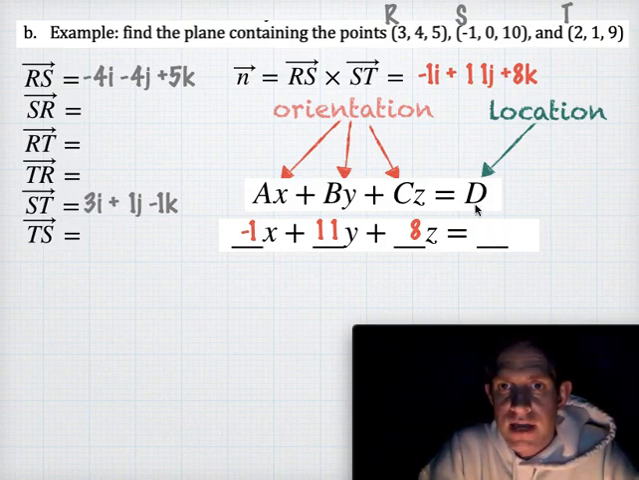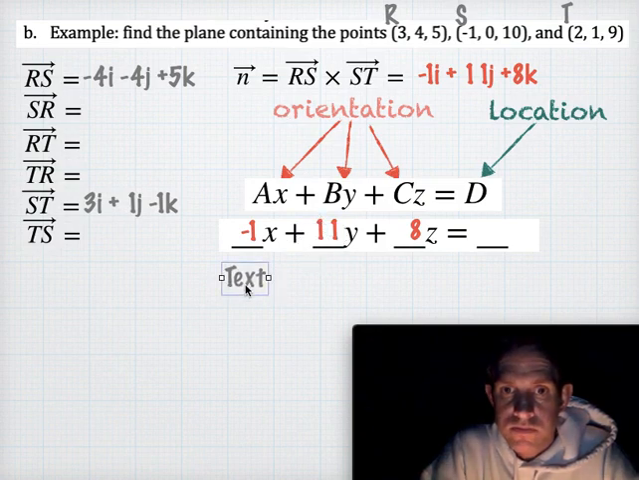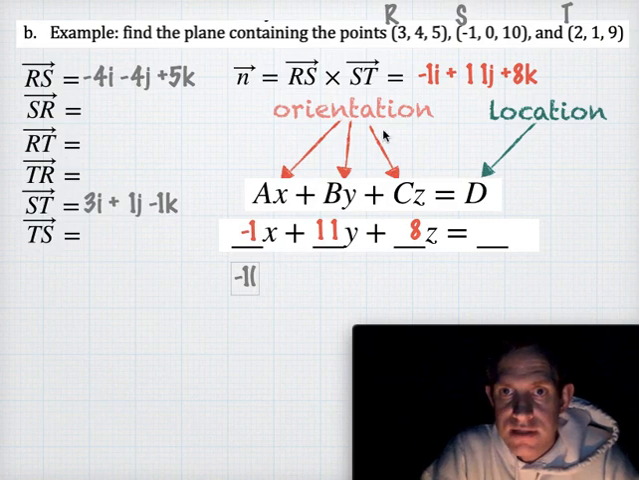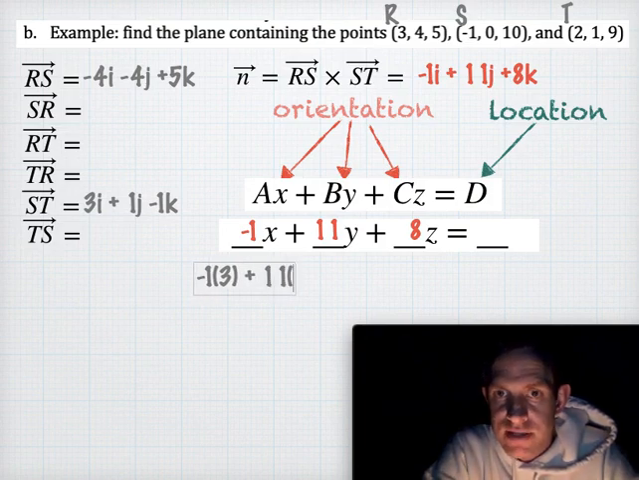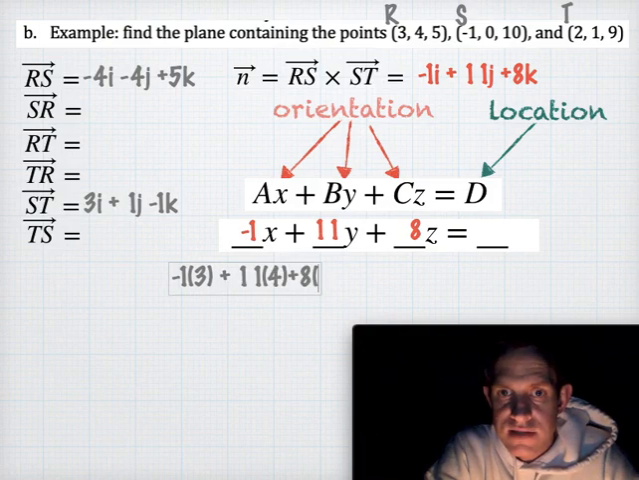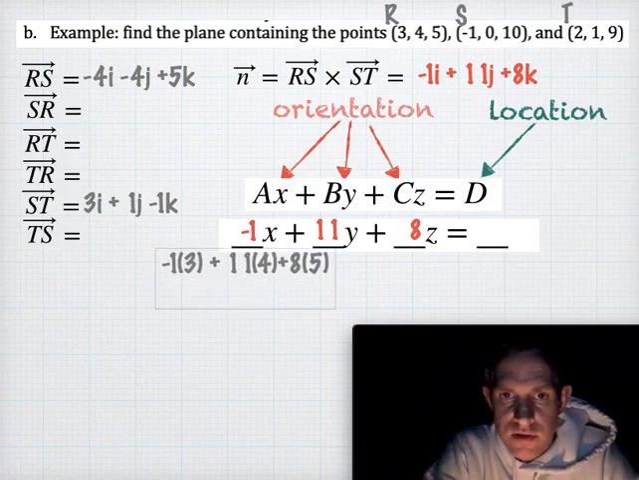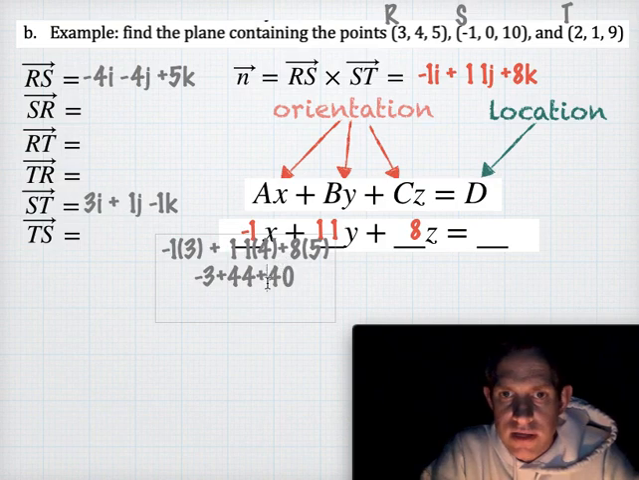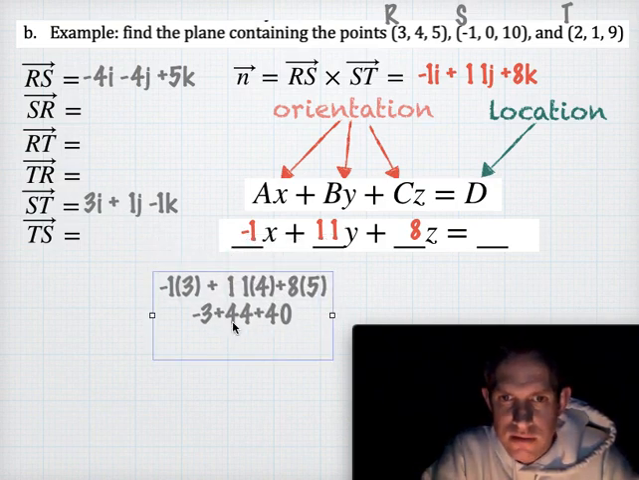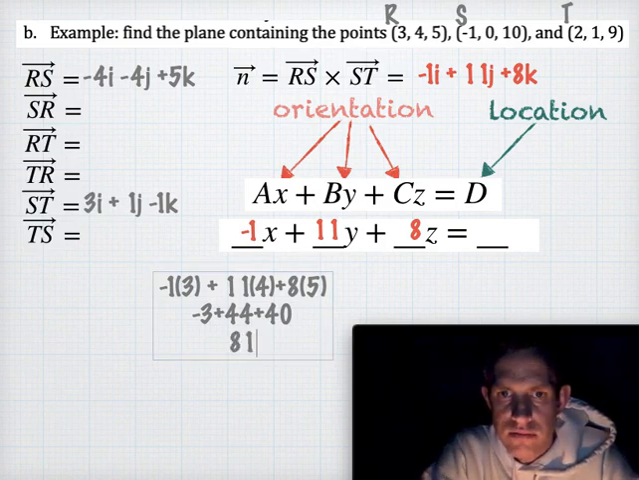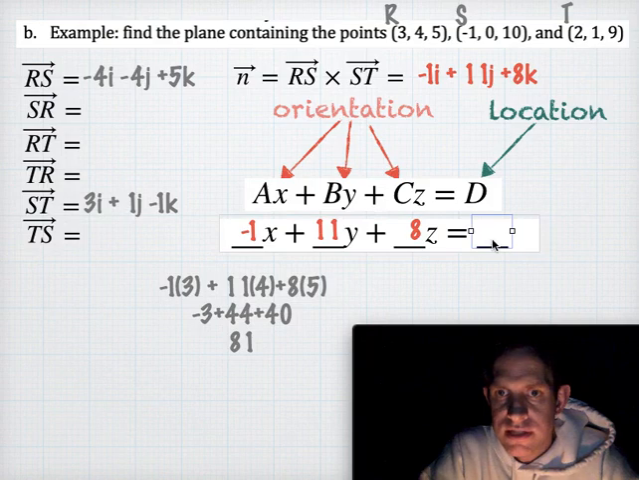And in order to find d, I need to take one of the points that my plane goes through. Any one of these, r, s, or t, should do, and plug them in temporarily for x and y and z, and calculate what that gives me. So, well, let's try that a moment. We've got -1 times, I'm going to use point r, so I'm going to use the 3 from the x component there, plus 11 times 4, plus 8 times 5. We'll see what that all equals. That's -3 plus 44 plus 40. And so that would be 84 minus 3 is 81. So that's what d ought to be, 81.